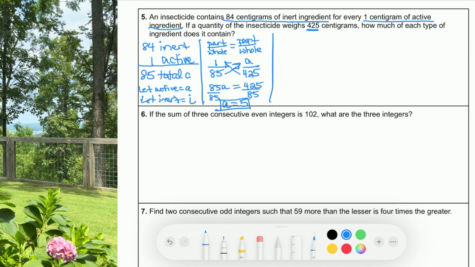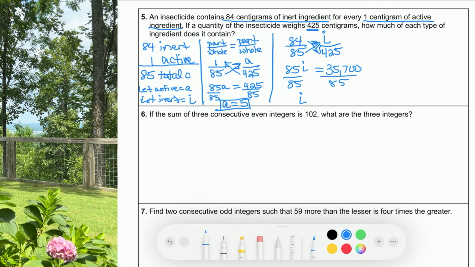We're still following the same pattern of part to whole equals part to whole. So 84 inert out of 85 whole equals I out of 425 whole. We don't know the part of inert involved in 425 whole, so that's what we're looking for. Again, we're going to do cross multiplication. So I end up with 85I equals 84 times 425, which is 35,700.